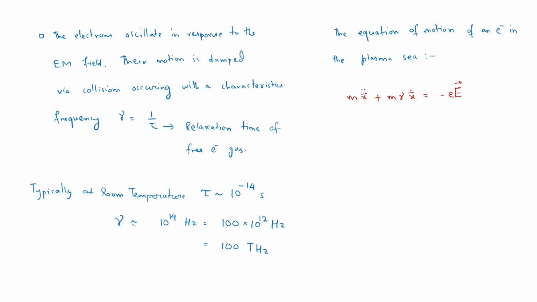Now what is the ansatz we are going to use? We are going to say that there is a harmonic time dependence of the motion, and the electric field E can be represented as E naught e to the power minus i omega t. This is the driving field, and this is the assumption.